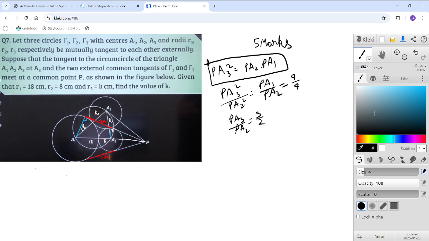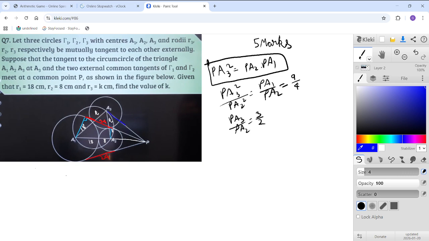So we've got the value of these points, of these lines. I think I should mark them. So we know the value of this line.